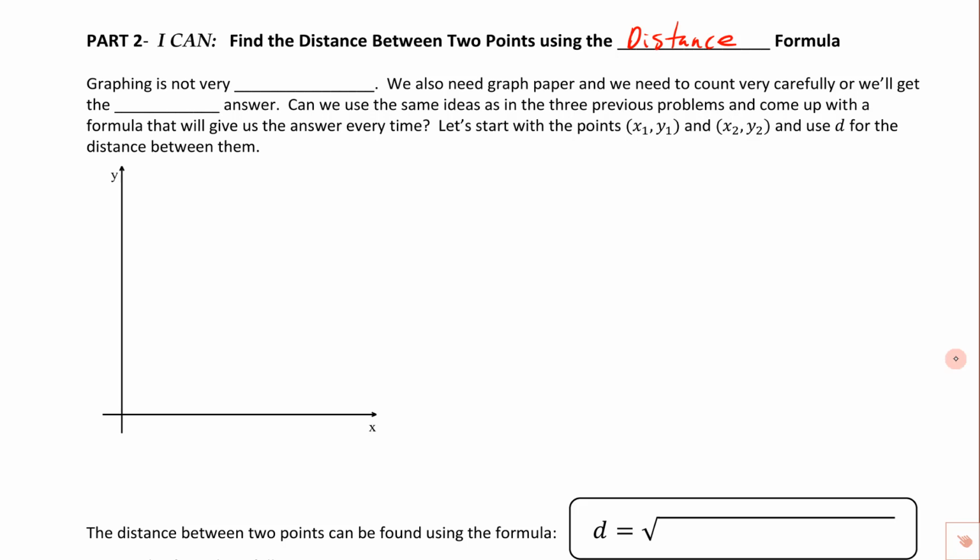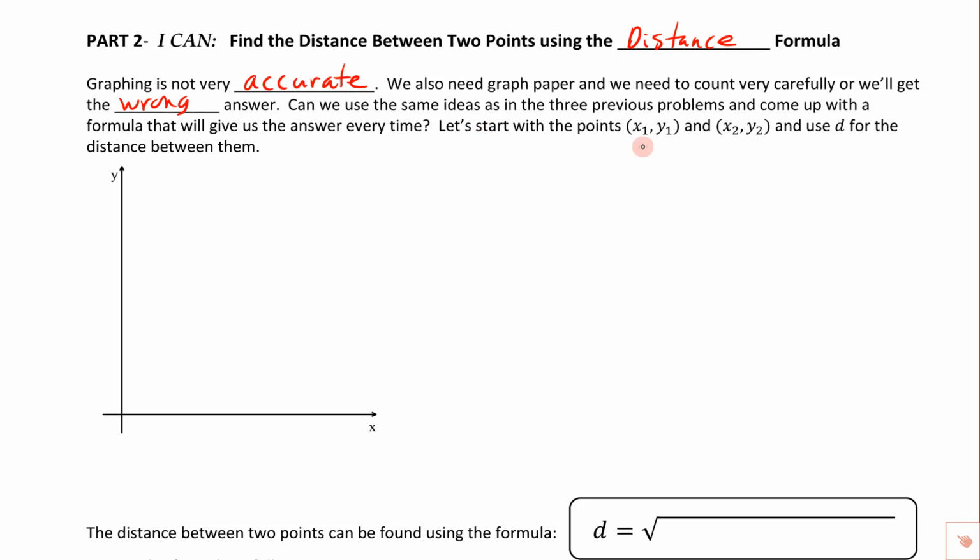And here's the reason. Graphing is not very accurate. If you're going to find the distance between 2 points using graphing, you've got to have a piece of graph paper, you've got to graph them accurately, and you've got to be really, really careful. And if you're not really careful, then you're going to get the wrong answer. If you happen to count the boxes wrong, if you happen to graph them wrong or something like that, you're going to get the wrong answer. So we can use the same ideas as what we used yesterday and come up with a formula that gives us the right answer every single time. And here's how it's going to work.